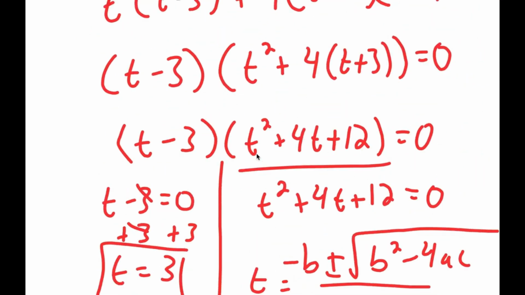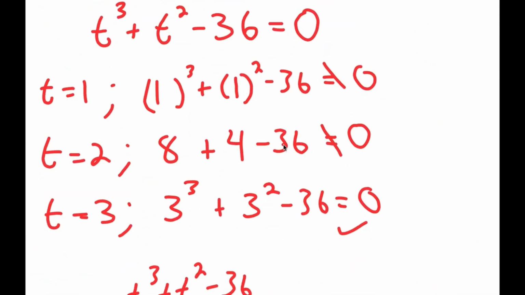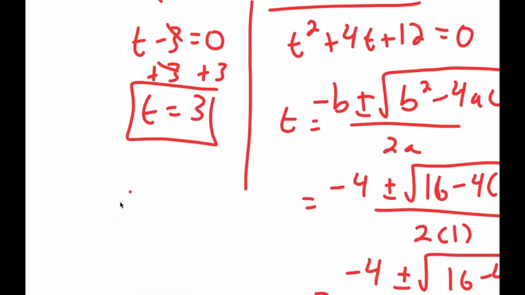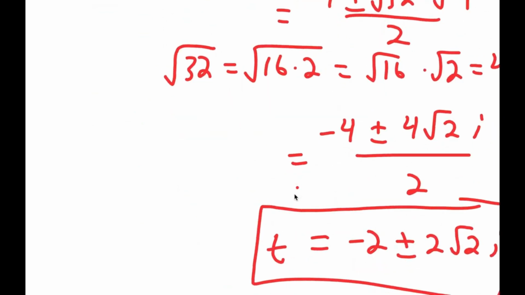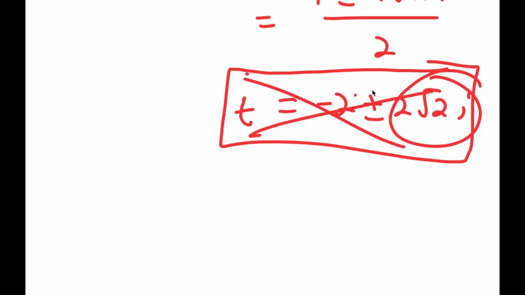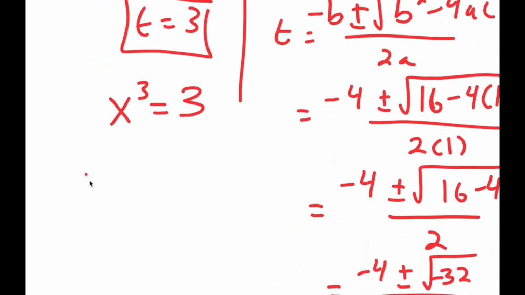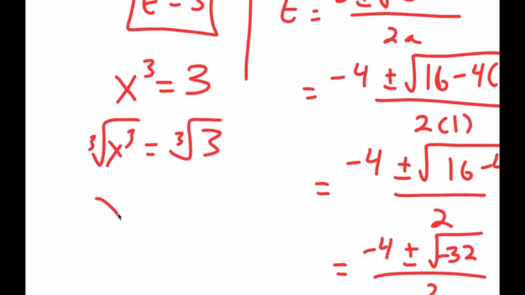Now we're not done yet, because remember how we let x to the power of 3 equal to t. So I get x to the power of 3 is equal to 3, and x to the power of 3 is equal to this. However, we can't take the power of a number and make it have an imaginary solution, so we cannot use this solution of t. So the only solution we can use, x to the power of 3 equals 3, and if I take the cube root on both sides, I get x is equal to the cube root of 3.